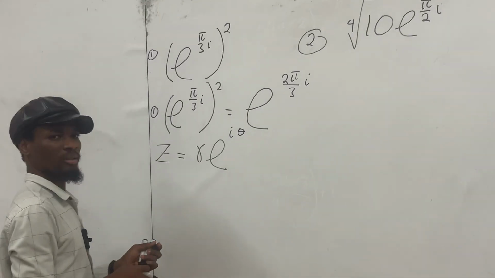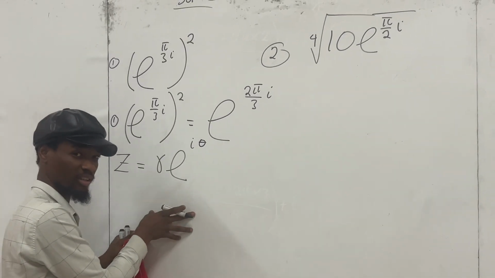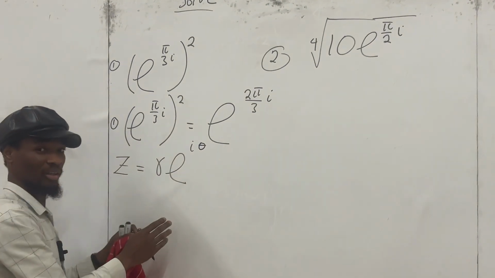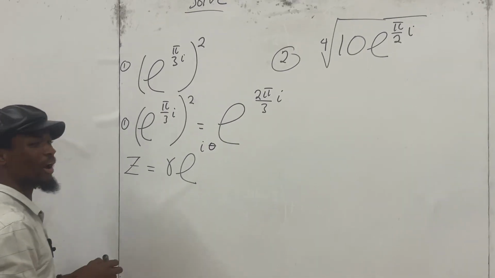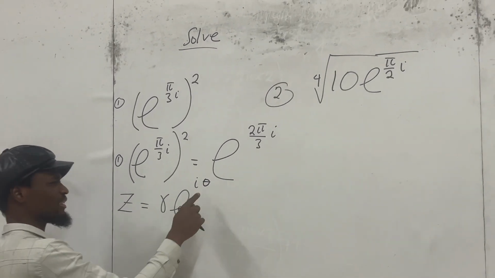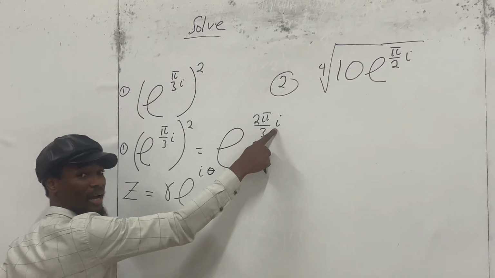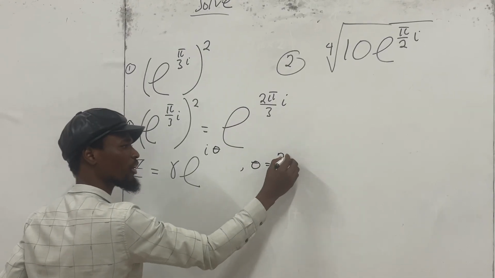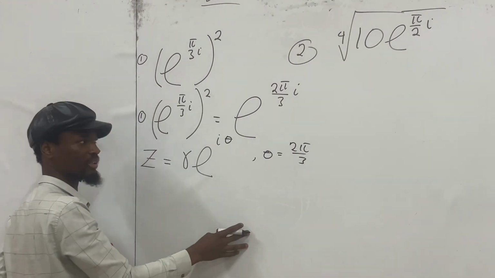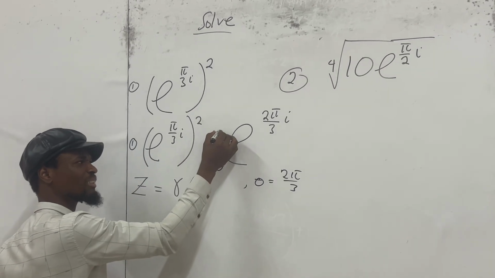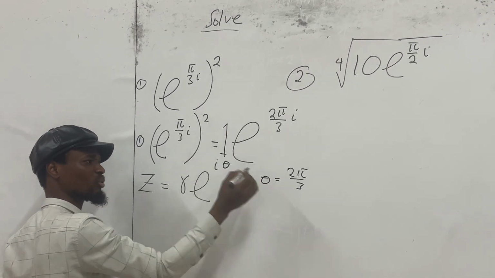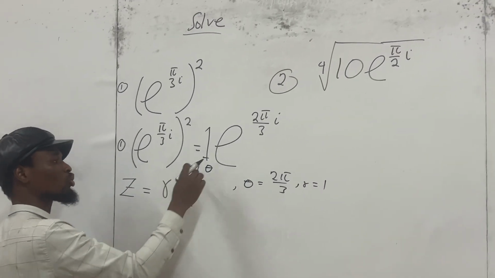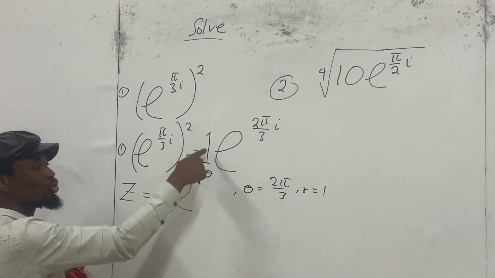Good. Viewers, if this is your first time watching this channel, visit my previous lecture videos. We've dealt with stuff like this into details. So by comparison, we can say that this i is equal to this i, then my theta here is equal to my 2 pi over 3. That's what it means. And r here, there's 1 over here, which means r is equal to 1. That's what it means by comparison.